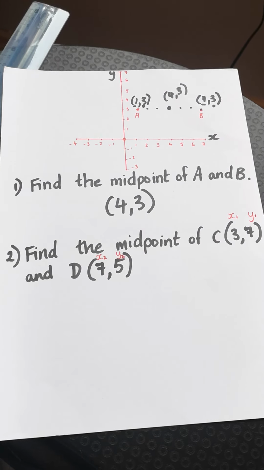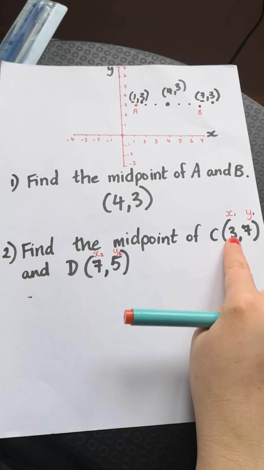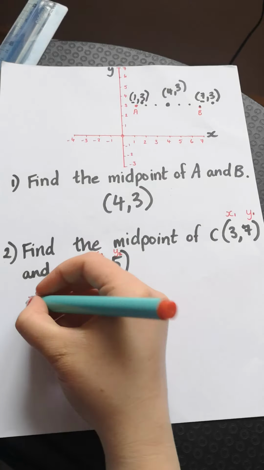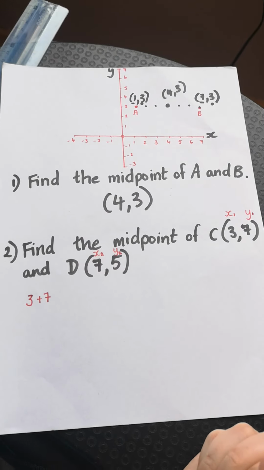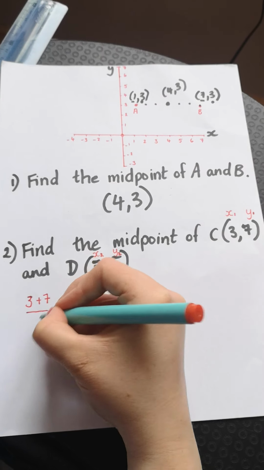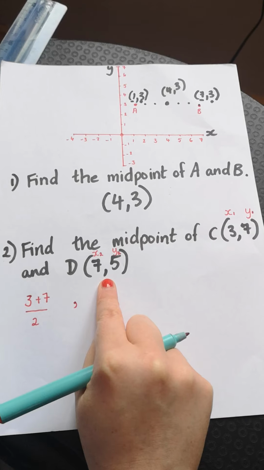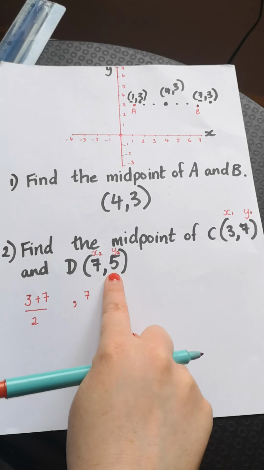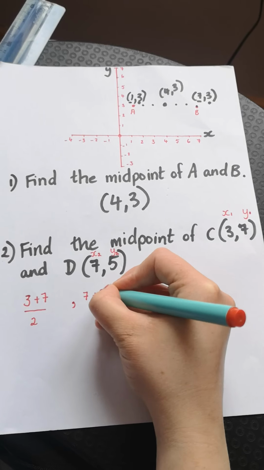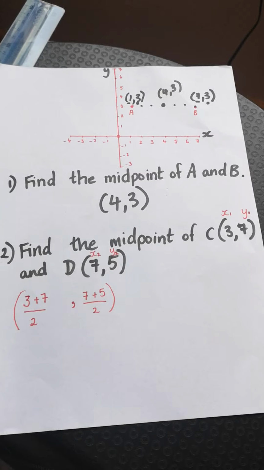So the very first thing I'm going to do is add my x's. So I have my x's, which are 3 and 7. So it's 3 plus 7, but I'm going to have to half my answer to get the midpoint. I'm going to put a comma there because a comma goes in between. I'm going to add 7 plus 5. I'm going to half that answer as well. Okay, that's the hard part done.